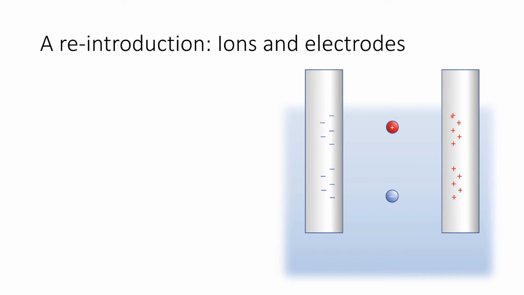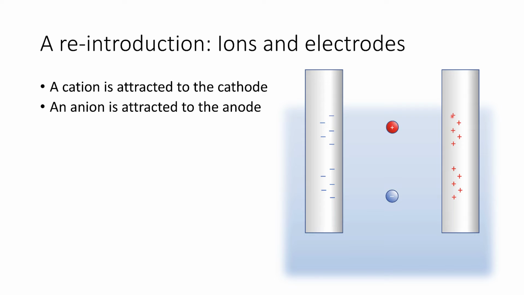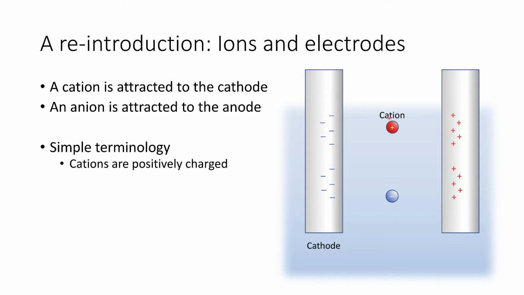We now need to consider the ions and the electrodes. So just to clarify definitions, a cation is attracted to the cathode, an anion is attracted to the anode. Worth remembering, it is simple terminology. A cation is positively charged, so that means it's attracted to the cathode, which means the cathode must carry a negative charge. These are the source of electrons for cations, so a cation will migrate to the cathode, pick up an electron, and then diffuse back into solution as the reduced form.